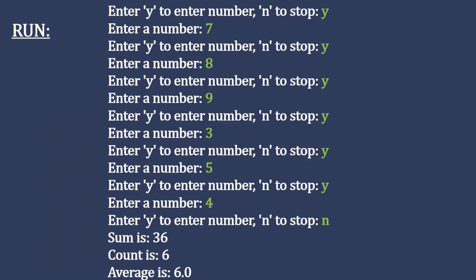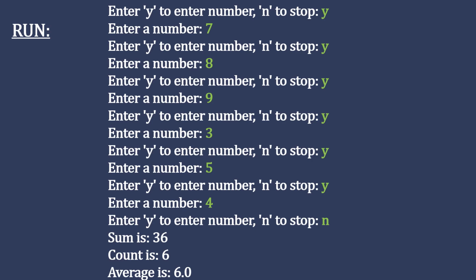Now once you run the program, it will print a message, enter Y to enter a number and N to stop. This is a message which we have given in the input statement. Suppose the user entered Y, so it will ask the user to enter a number, 7. Then again it will ask whether to enter a number or not. If you press Y, then it will again ask you to enter another number.